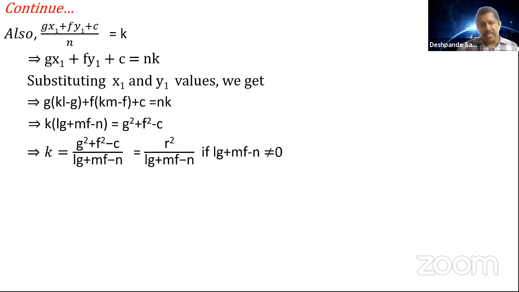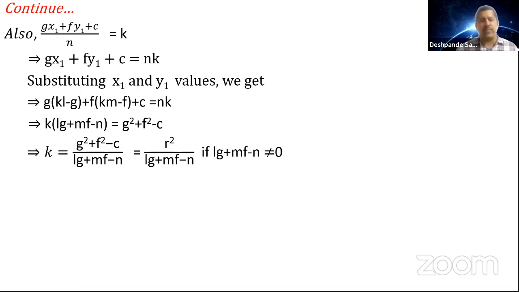Now the denominator lg plus mf minus n should not be equal to 0. That is a condition given in the problem. So lg plus mf minus n is not equal to 0. So the value of k you got is r square by lg plus mf minus n. So you got the value of k, which you were supposed to find out.